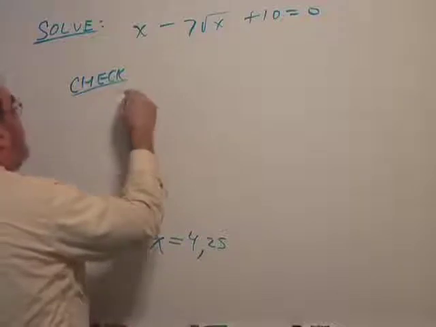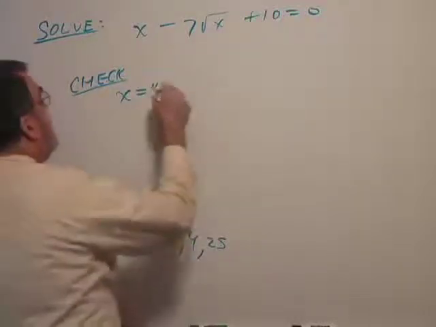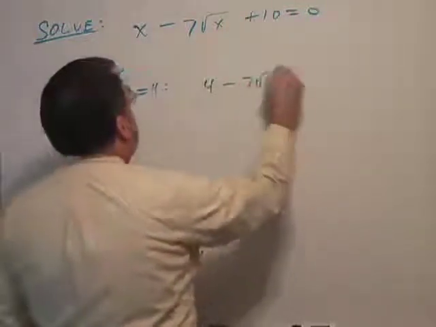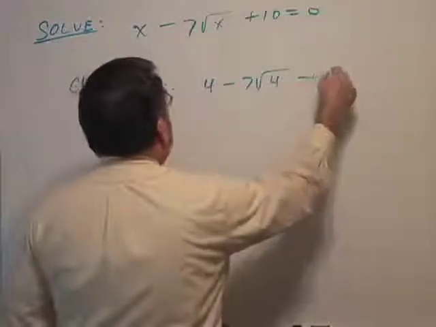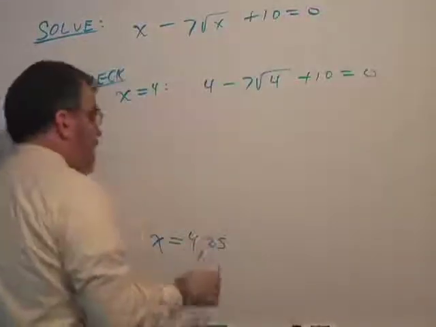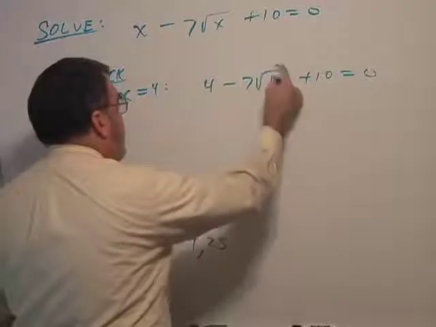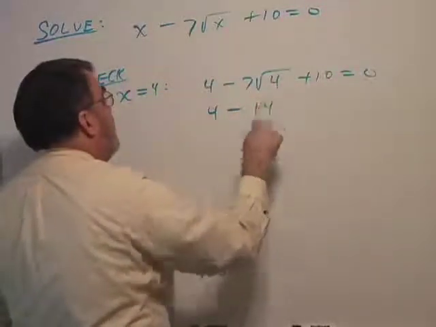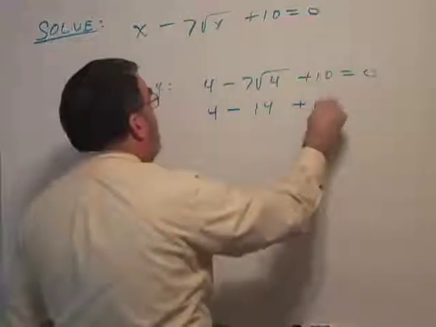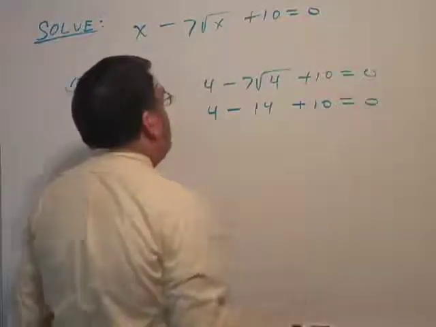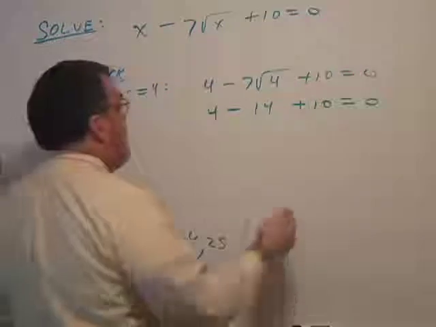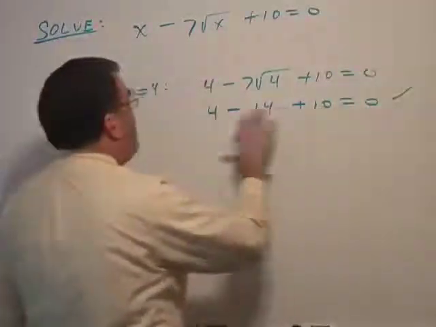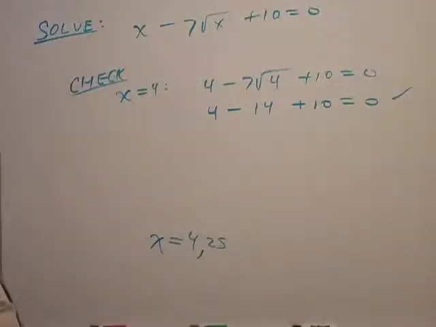And we'll put x equals 4 in first. So I get 4 minus 7 times the square root of 4 plus 10 equals 0. And so this is 2. 7 times 2 is 14, so I have 4 minus 14 plus 10 equals 0. And that does check out, because all this stuff will cancel. So 4 is a good answer.